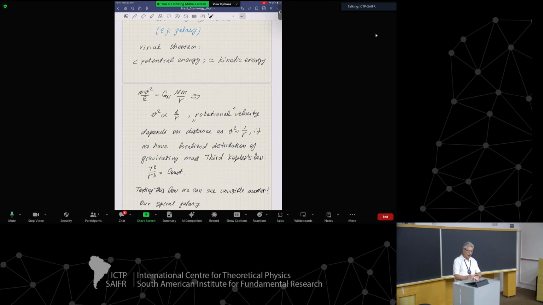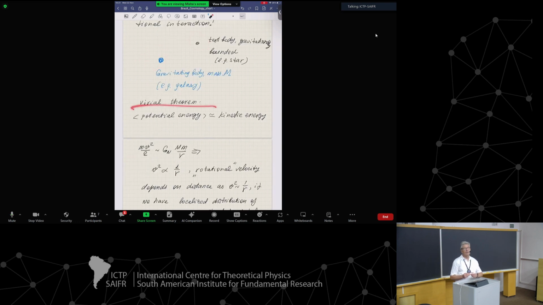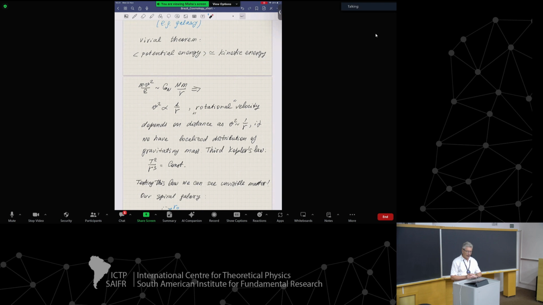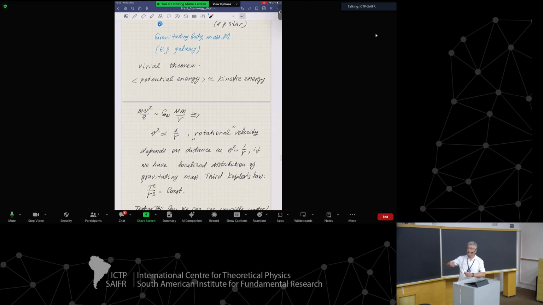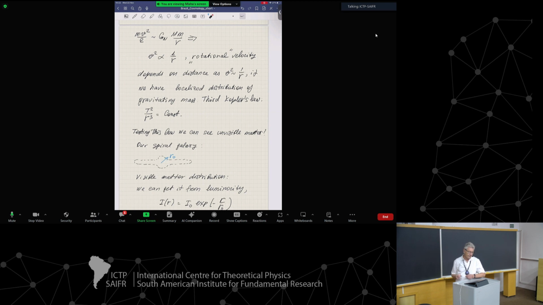If you have a bound system, then there is the virial theorem, which tells you that the potential energy is of the order of the kinetic energy. You can put a precise coefficient in front. This means that the kinetic energy is of the order of that, and this mass cancels. Then you see that if this mass is concentrated at one point, or you have some spherically symmetric distribution of matter which doesn't touch this point, then the velocity of your test body will depend on the radius as 1 over root r. You cancel this, and you get this dependence. This v is called the rotational velocity, and it can be measured in different observations.